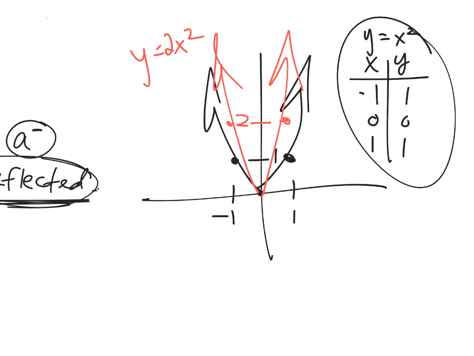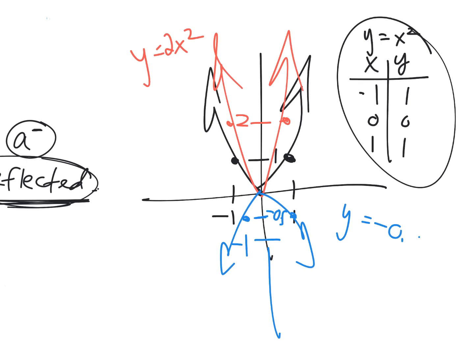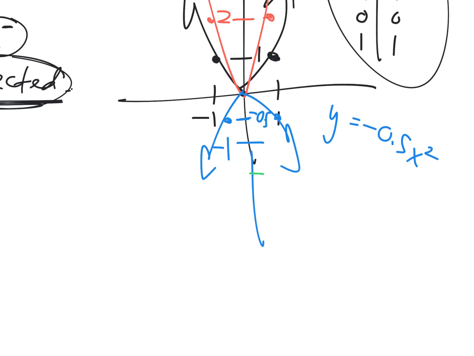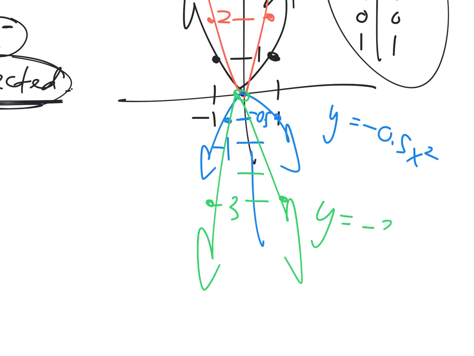We could have a reflection, and let's say it's 0.5, so negative 0.5. So that would be y equals negative 0.5x squared. So the negative means it's reflected, the 0.5 means it's compressed. And let's do a reflected stretch. So let's say we go down to negative 3. So we go left one, right one of the vertex. So now the negative is the reflection, the 3 is the stretch, x squared.